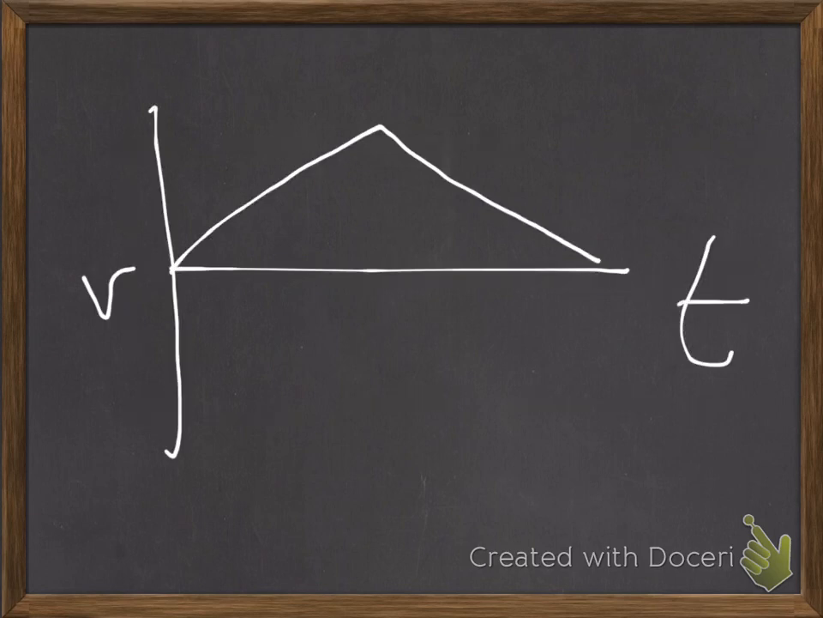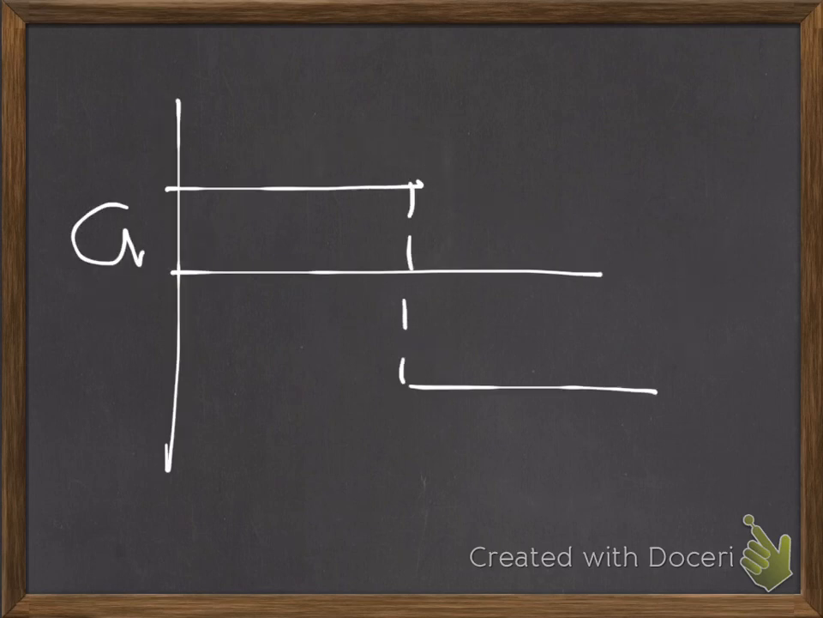Velocity time graph. We are speeding up here, so we're going to have a positive slope. Slowing down there, negative slope. So that means for acceleration, we've got a positive acceleration, then a negative acceleration. And that is pretty much it.